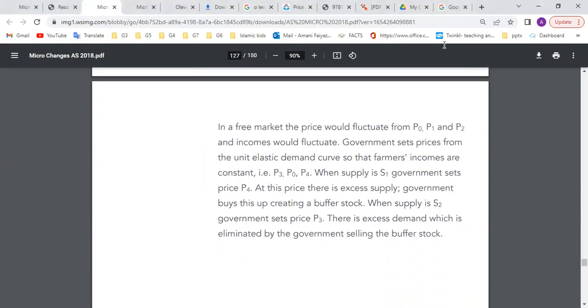In a free market, the price would fluctuate from P0 to P1 and P2, and incomes would fluctuate. The government sets price from the unit elastic demand curve so that farmers' incomes are constant. When supply is S1, the government sets a price at P4. At this price, the supply is excess. The government buys this, creating a buffer stock. When supply is S2, the government sets the price at P3. There is an excess demand which is eliminated by the government selling the buffer stock. The government is taking out the reserve amount and putting it in the market.